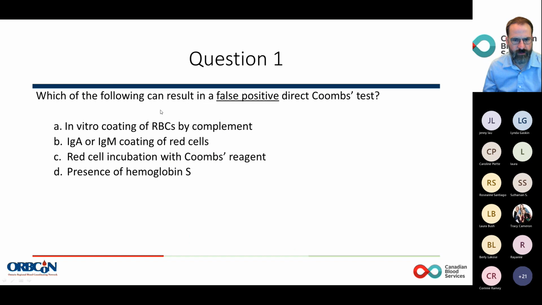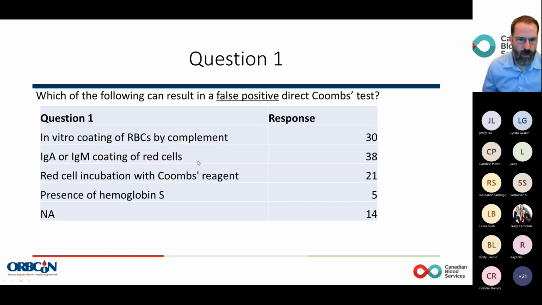The question here is, which of the following can result in a false positive direct Coombs test? Options being in vitro coating of RBCs by complement, IgA or IgM coating of red cells, red cell incubation with the Coombs reagent, or presence of hemoglobin S. There was a bit of a mix of responses. Not many people worried about hemoglobin S being present, but a few. False positivity being caused by incubation with Coombs reagent by a few. IgA or IgM coating of red cells being the most popular. And then in vitro coating of RBCs by complement by a few people as well.